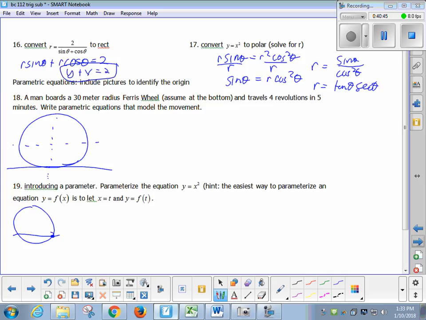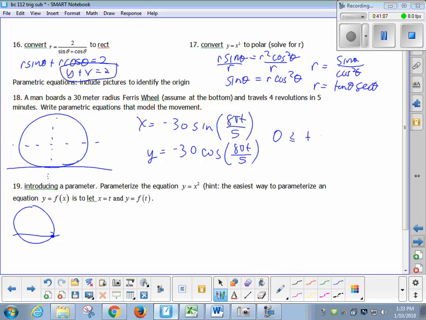Whatever. Okay. So at any rate, if your origin is there, your equation is x equals negative 30 sine of 8 pi t over 5, and your y is negative 30 cosine of 8 pi t over 5, for t from 0 to 5. That's if you put it in the middle.